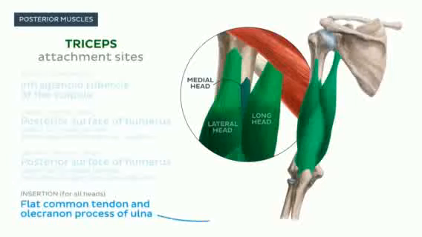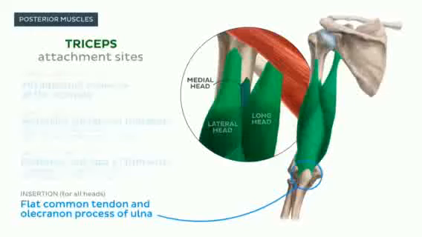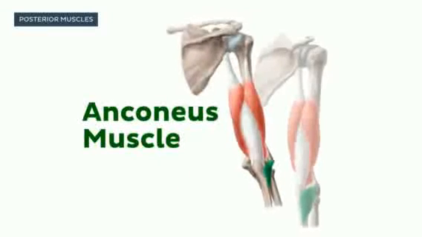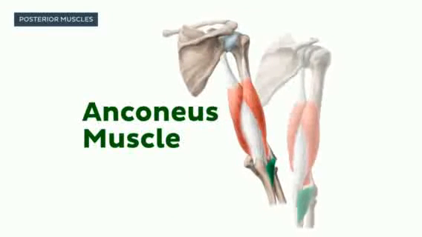The three heads of the triceps brachii fuse into a flat common tendon which crosses the elbow before inserting into the olecranon process of the ulna. Although the triceps brachii is by far the dominant muscle on your posterior arm, there is another small muscle to be found in this region, which is often overlooked, and that muscle is the anconeus muscle, now highlighted for you on the screen.